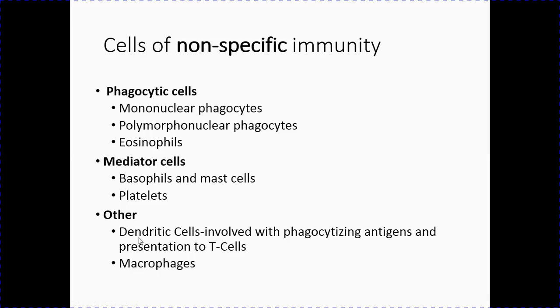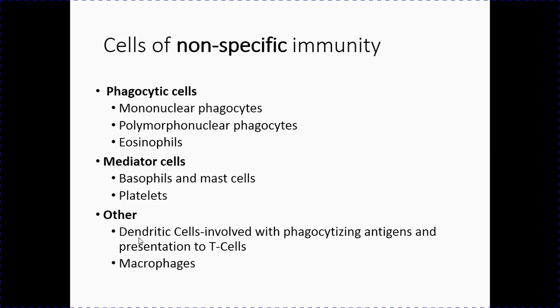And what's the role of the phagocytic cell really is to engulf and destroy something that's pathogenic. That's the issue, and that's what we're looking to do with phagocytic cells. Mediator cells are really sort of helper cells. We're going to see, for example, the basophils can release granules that will induce an immune response.